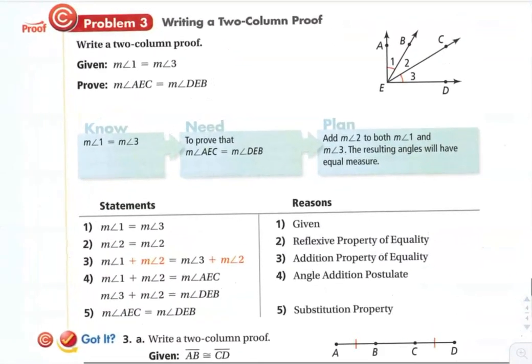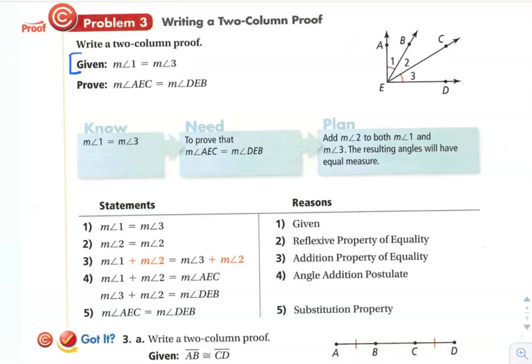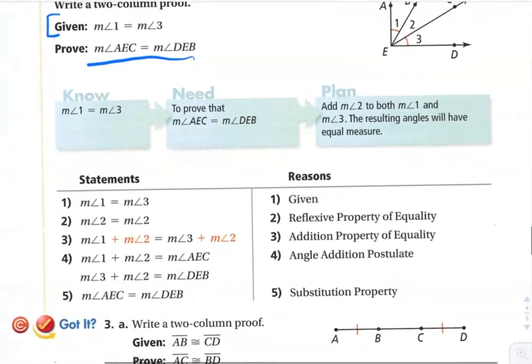So just a little more practice looking at a two-column proof, guys. We have a given statement here, and we're trying to prove this statement. So that's how typically you'll be given a proof. You'll be given some pieces of given information and then a goal in mind. So let's just see how it was approached here.